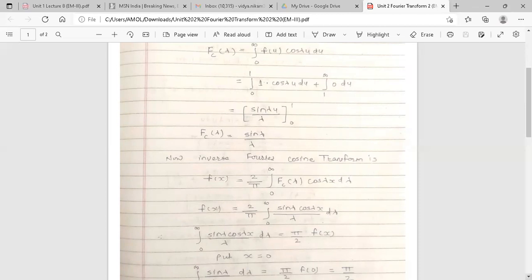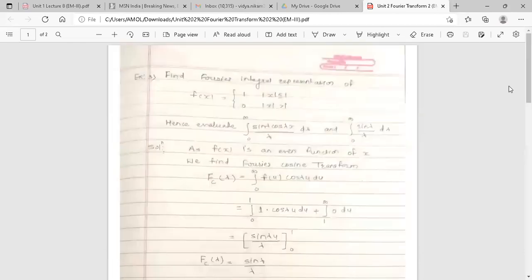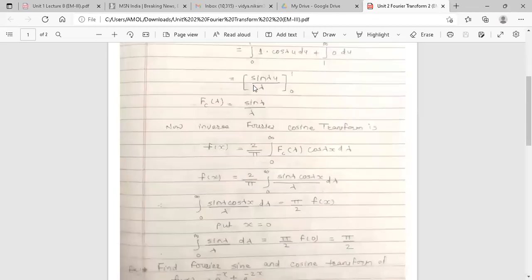In the first lecture of Fourier transform, we discussed the concept of Fourier transform. We also discussed the formula of the cosine transform. Here Fc(lambda), f suffix c. Now what is Fc(lambda) here? Its value in this example is sin lambda upon lambda. So put Fc(lambda) equal to sin lambda upon lambda into cos lambda x d lambda as it is.